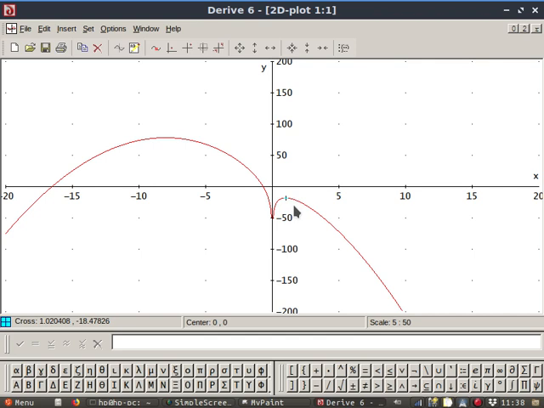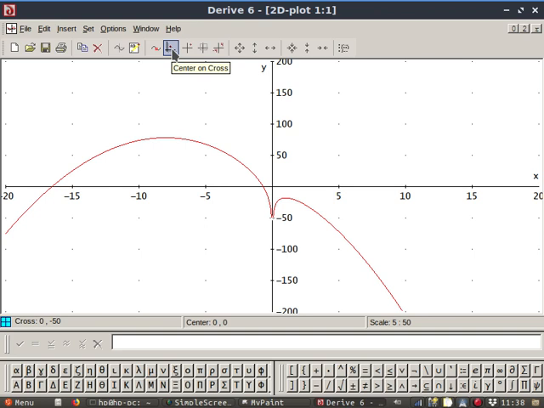Does it look like we maybe have missed a point? Yeah. Where? Here. What would you describe this point as? Local minimum. Let's zoom in and see what we have going on here. Where is that center on cross button? Center on cross? No, that's center.